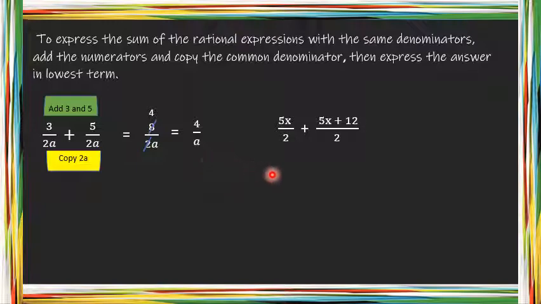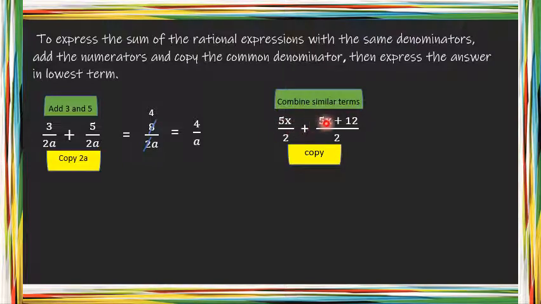Another example, 5x over 2 plus 5x plus 12 over 2. Now again, we have to copy the denominator because it's the same. Then we have to add by combining the similar terms. What are the similar terms? We have the 5x and the 5x. That is the similar terms. When we say similar terms, we have the same variables. So what is the variable of this one? We have the x and x.